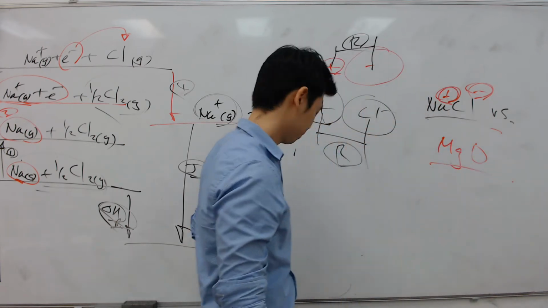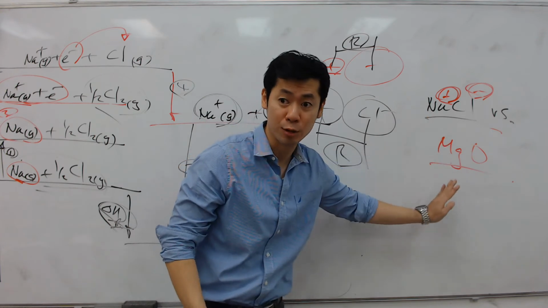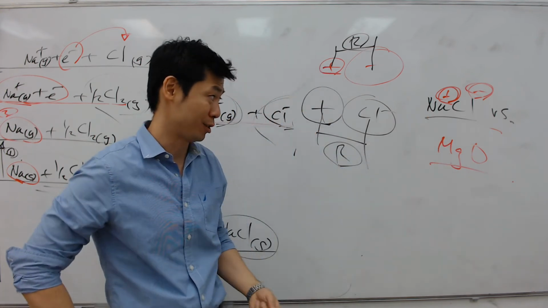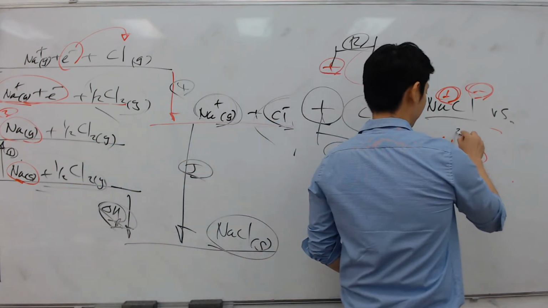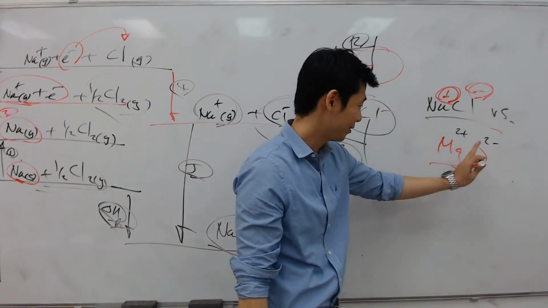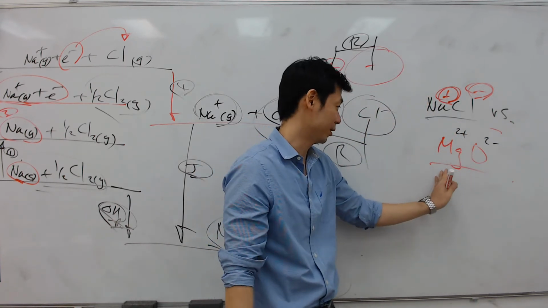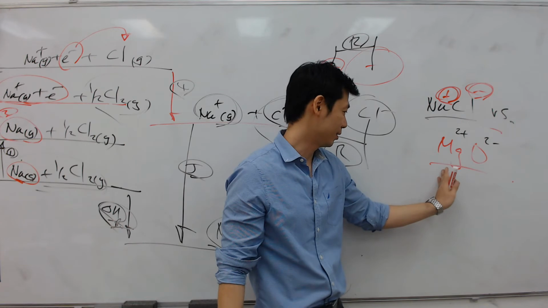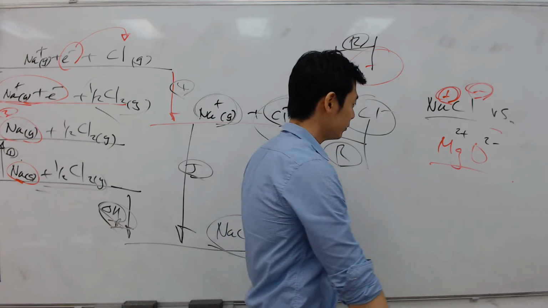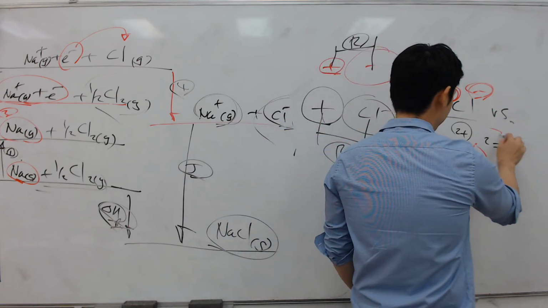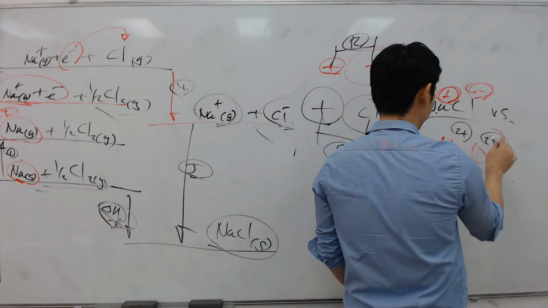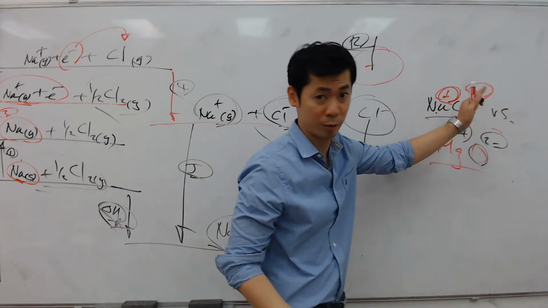Magnesium oxide. Compare NaCl, Mg to MgO. Okay, so if you look at MgO, what happens, guys? Their charge is what? 2 plus, 2 minus. You see that? It's Mg 2 plus. This is an alkali earth metal, right? So the size, they're next to each other. Size is very similar, and this is smaller also compared to Cl minus, right?